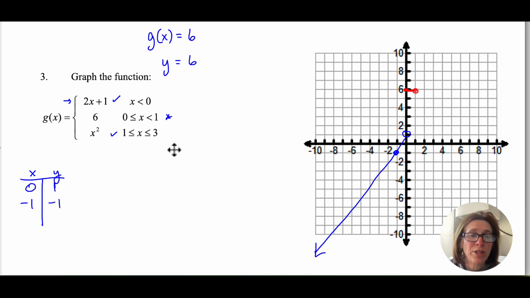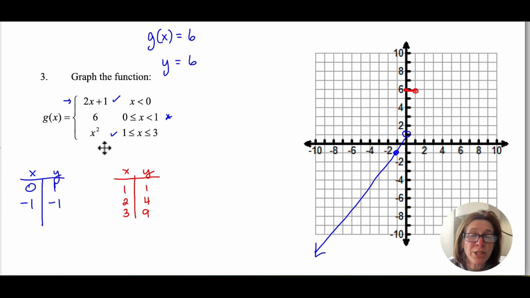And then from 1 to 3, I have a parabola. Now, it's important for you to notice here, I put in the endpoints. I put in 1, and I might put in 2, and I might put in 3. But always put in your endpoints. All right, so if x is 1, y is 1. If x is 2, y is 4. And if x is 3, y is 9.